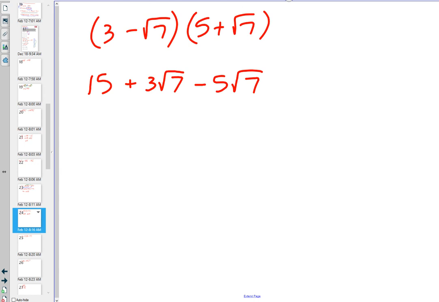How about at the end? What is negative square root of 7 times positive square root of 7? Negative 7. Just minus 7. The square root goes away. Wait, but I got square root of 49. Okay, cool. That's fine. There's nothing wrong with that, but what's the square root of 49? 7. Yeah, make sure you have a negative. Positive times negative is negative. 15 minus 7 is 8.